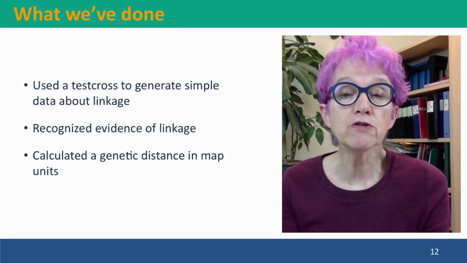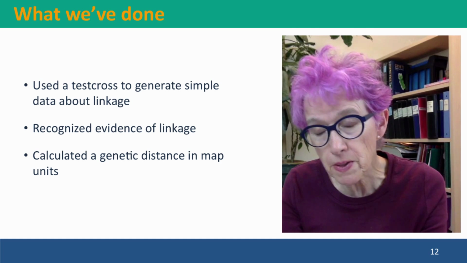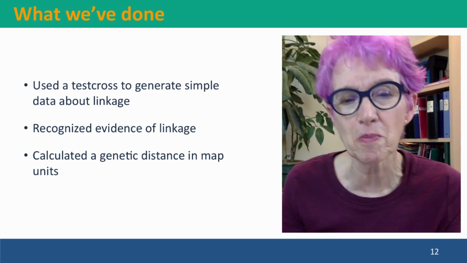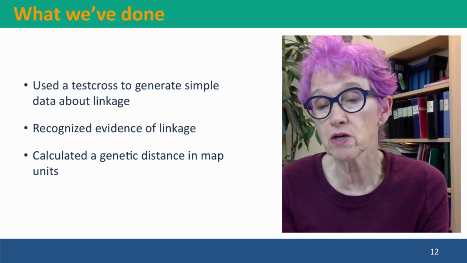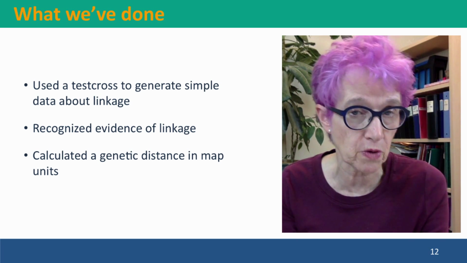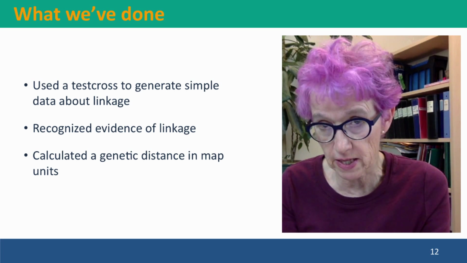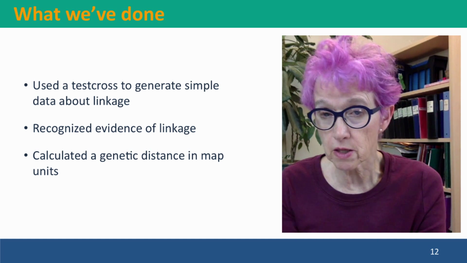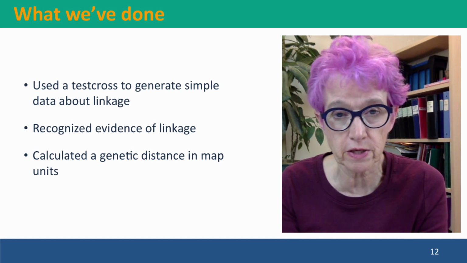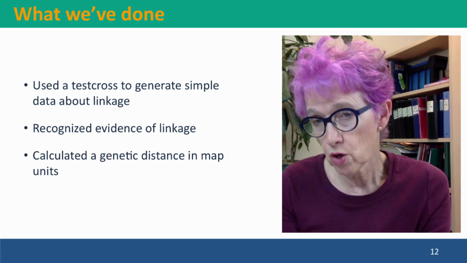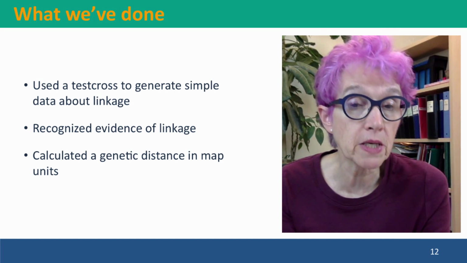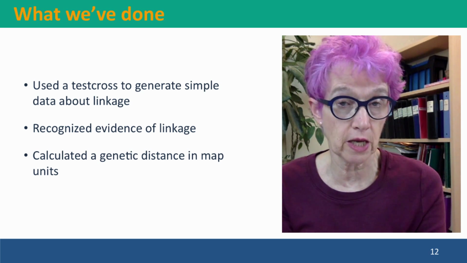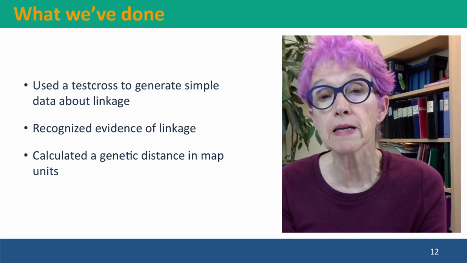So we've used a test cross to generate simple data about linkage. We started with a problem that looked like it could be pretty complicated, but once we knew we could do a test cross, it became much simpler. We recognized the evidence of linkage because the genotypes of the gametes were not equal. The genotypes of the gametes were very different. And then once we knew the frequencies of the recombinant gametes and the frequency of the parental gametes, it was easy to calculate the genetic distance separating the two genes in map units.